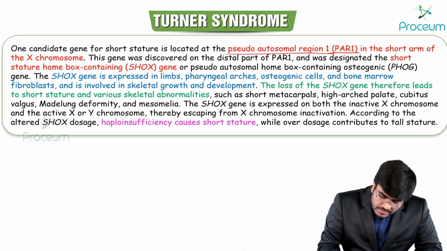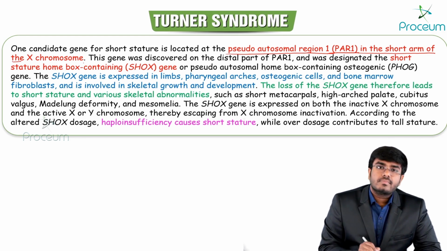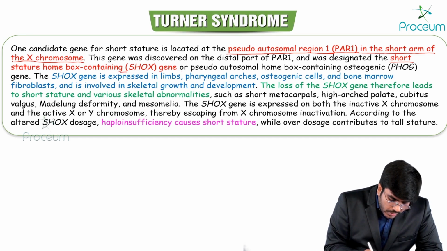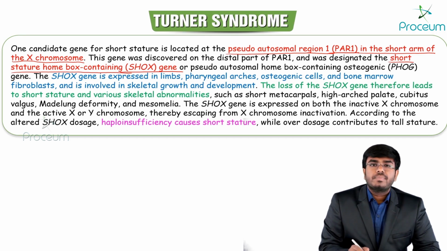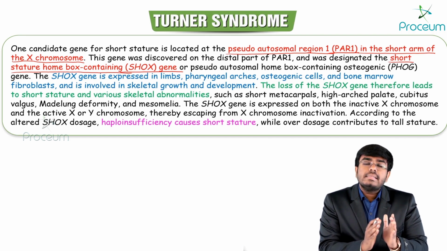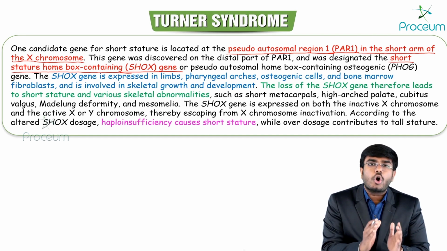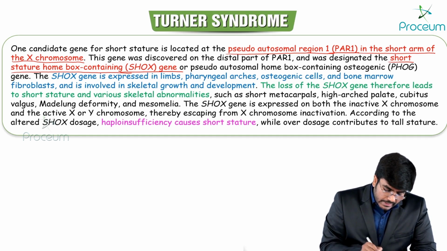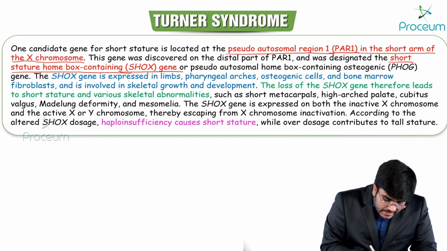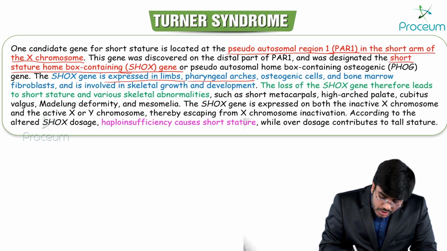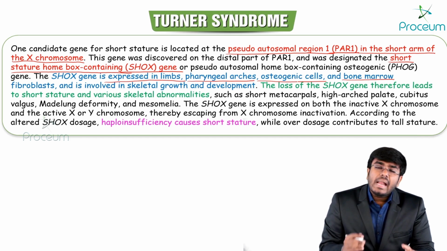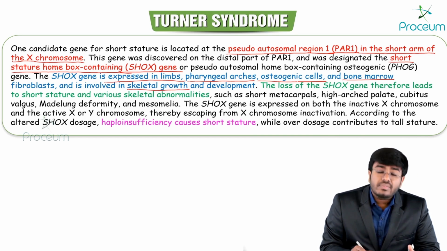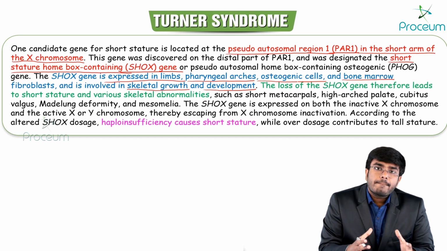Now this PAR1 is present on the short arm of the X chromosome. In this region there is a gene called the SHOX gene, short stature homeobox-containing gene. This SHOX gene is very important because it is expressed in the limbs, pharyngeal arches, osteogenic cells and bone marrow, and it is very important in the development of skeletal growth and in the formation of the skeleton.